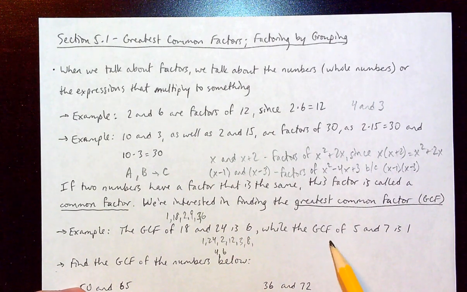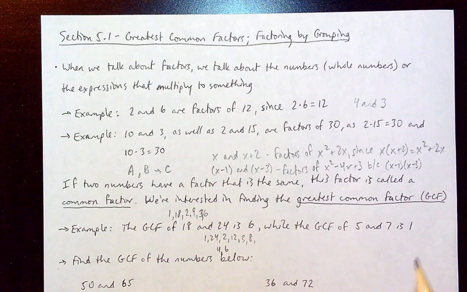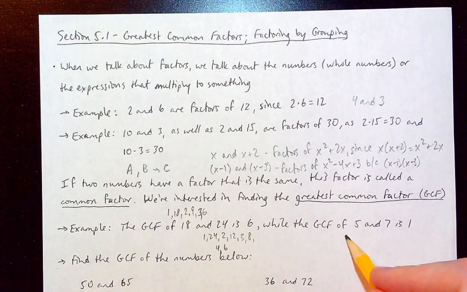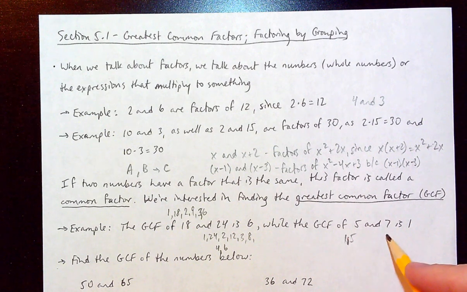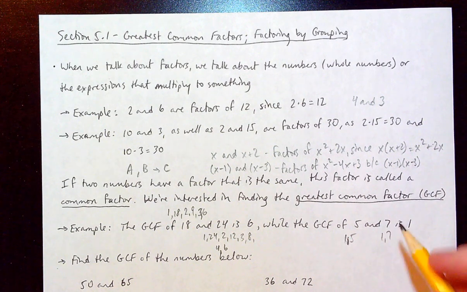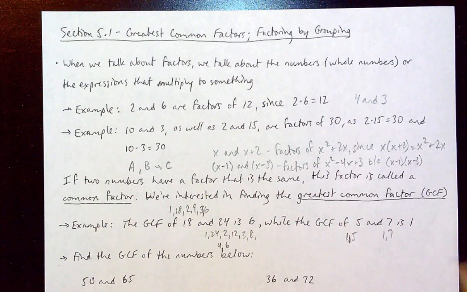The GCF of 5 and 7 is actually 1, because 5 is only 1 times 5. So 1 and 5 are the only factors of 5, and 1 and 7 are the only factors of 7. So the largest number in common to both of those lists is 1.